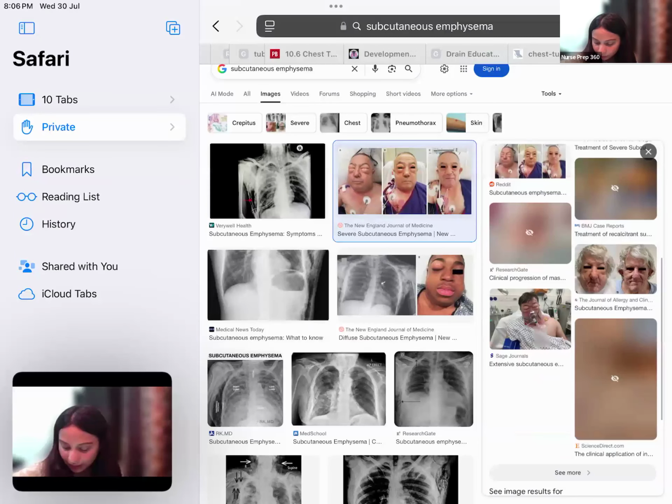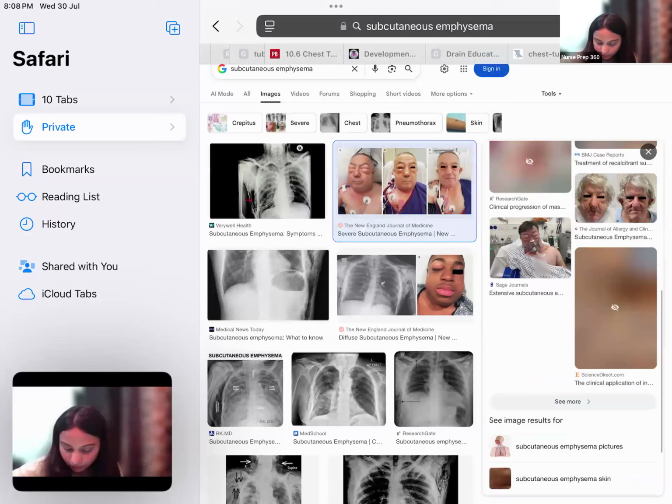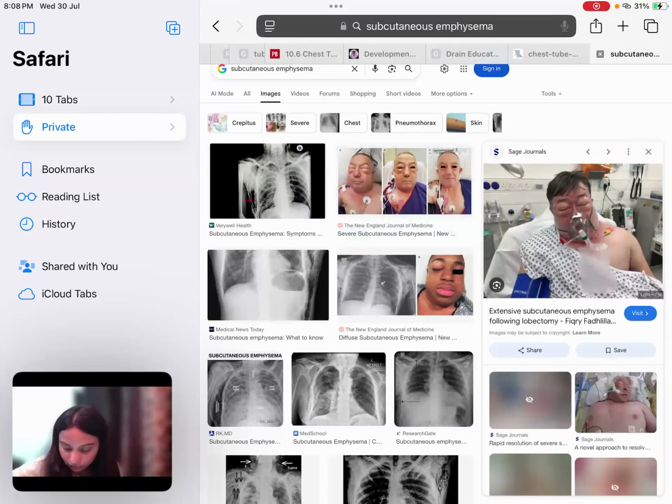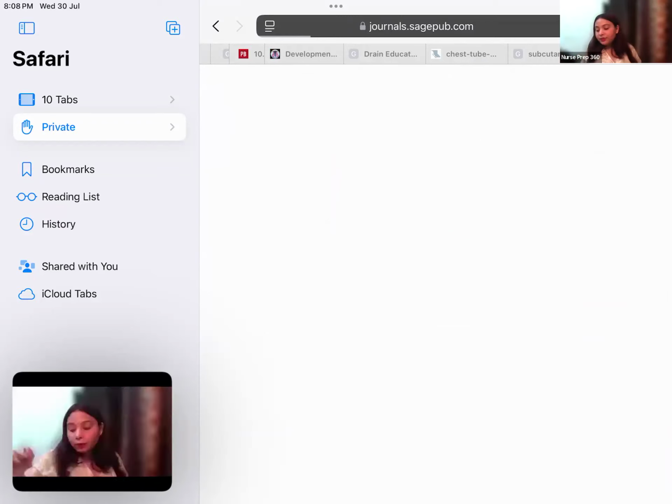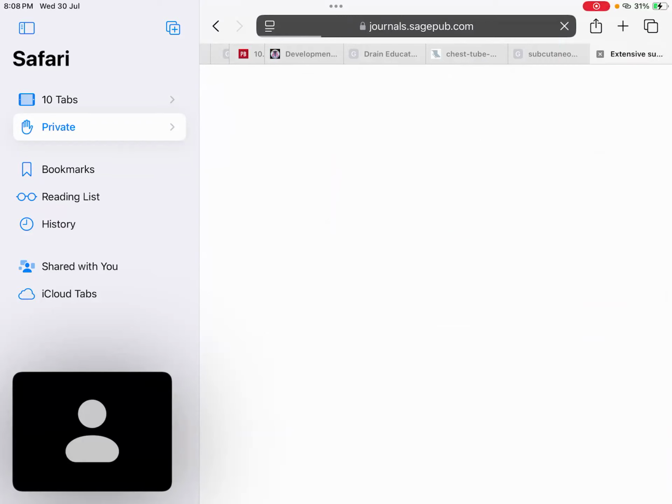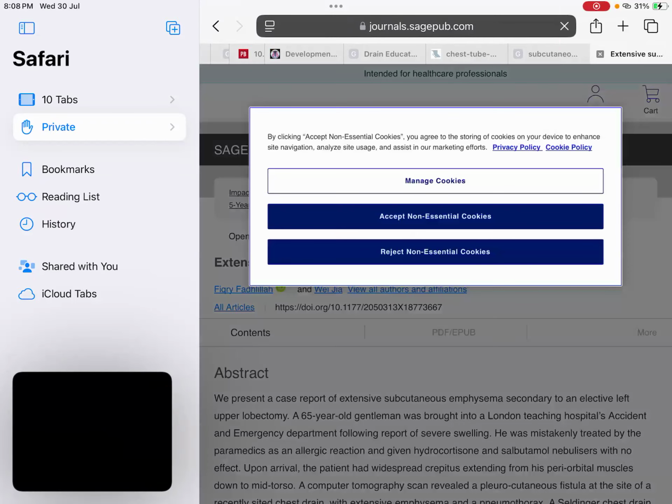A classical example of subcutaneous emphysema. Subcutaneous emphysema is not expected and you need to report it. Subcutaneous emphysema is not expected. You need to report this.